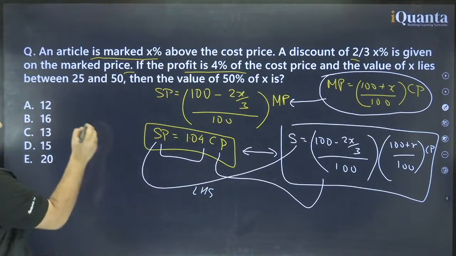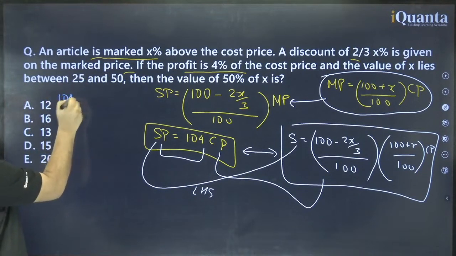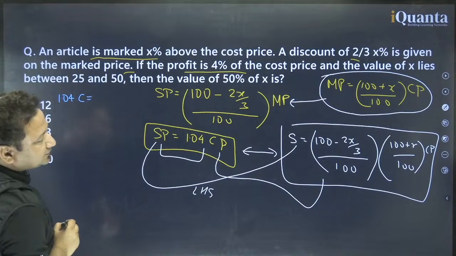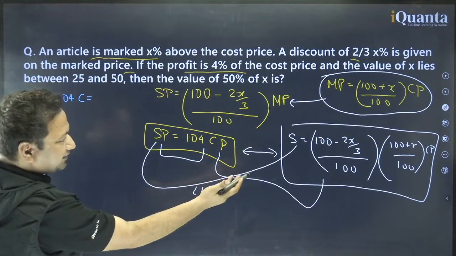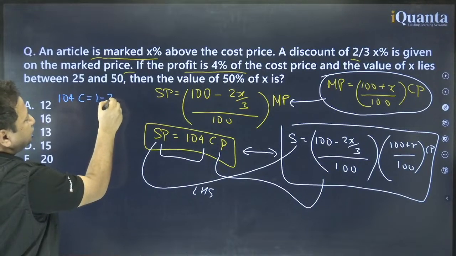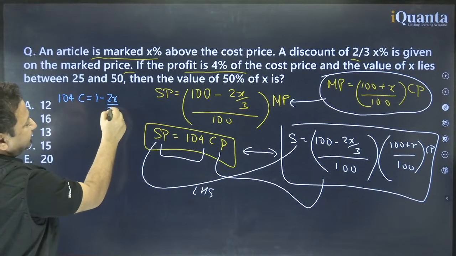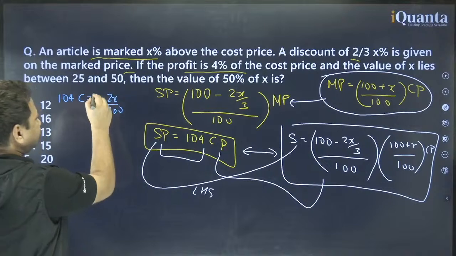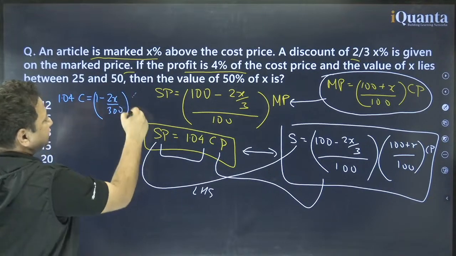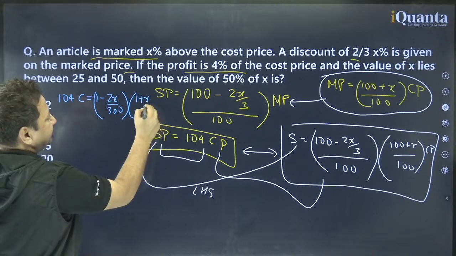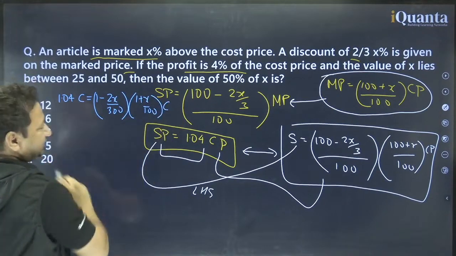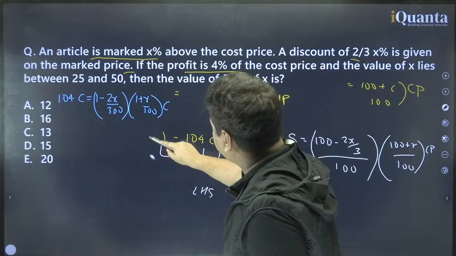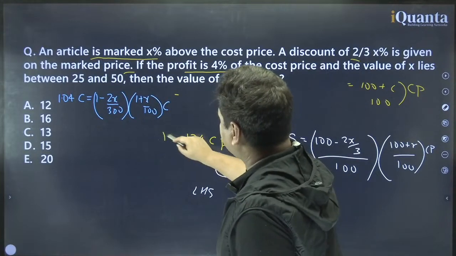So, all I have is 1.04 times C is equal to, I can write it simply as 1 minus 2x by 300, dividing by 100 on both sides, times 1 plus x by 100 whole times C. That is what we have. I'll erase everything else so that you don't get confused. This is what we have. Yes or no? All of you got this?